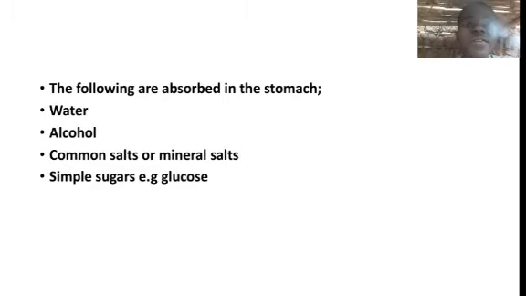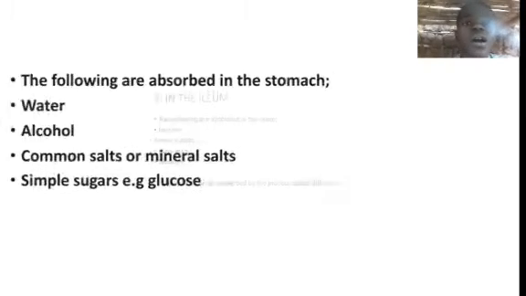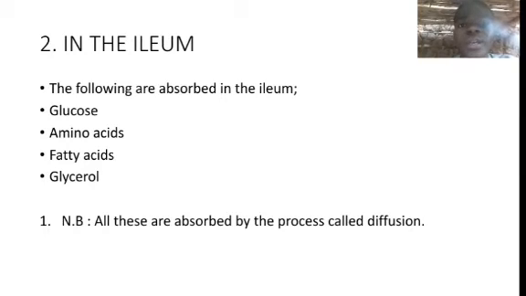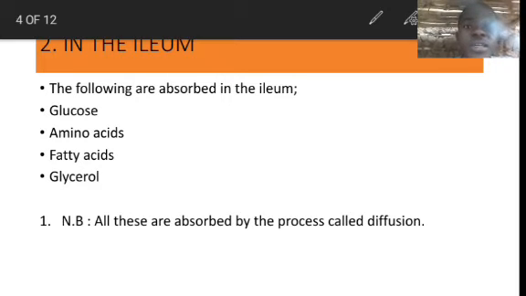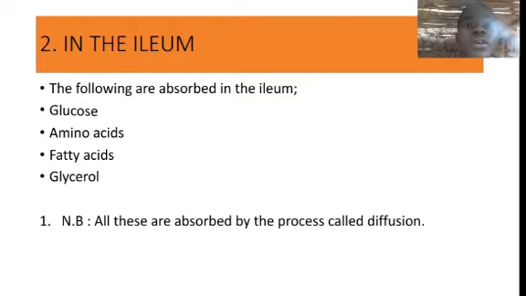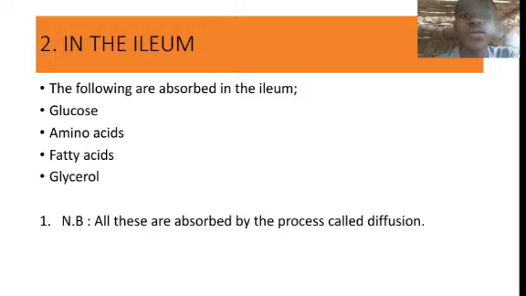Having looked at those substances which are absorbed in the stomach, we have the ones that are absorbed in the ileum. Glucose is the first one. So glucose can be absorbed in the stomach or in the ileum. Part of it is absorbed in the stomach, and part of the other glucose is absorbed in the ileum. Then we also have amino acids, which are also absorbed in the ileum. We also have fatty acids, and as we saw, the amino acids are the end products of proteins. We have the fatty acids, and then you have the glycerol.